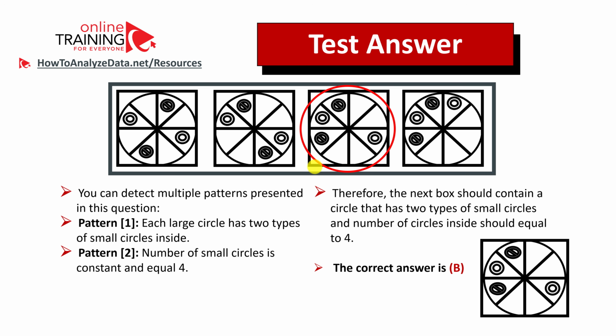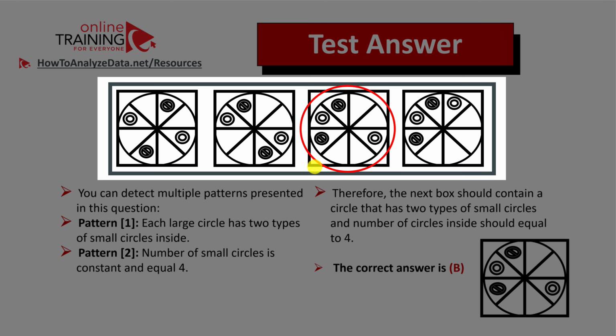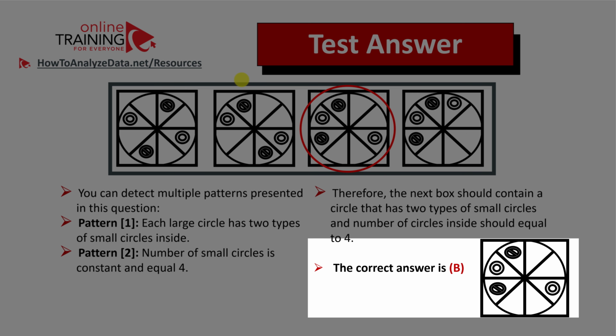My recommendation is always look for patterns. And in this particular case, you can track at least 2 different patterns. First of all, a large circle only has 2 different types of small circles inside. In addition to this, you see that there is only a particular number of small circles that are available. And the number of these small circles is always 4. This is why the correct choice here is choice B. Hopefully you've nailed this question and now know how to answer similar problems on the test.